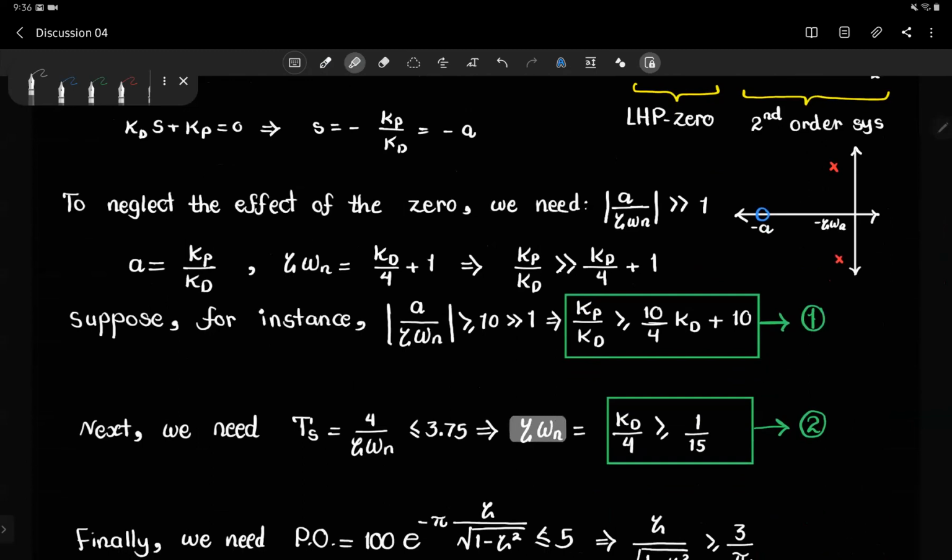Which will give us that zeta times omega n, which is equal to kd divided by 4 plus 1, has to be bigger than or equal to 4 divided by 3.75, which is going to be 16 divided by 15. So this is the second inequality that we need to satisfy so that we can satisfy the settling time requirement.